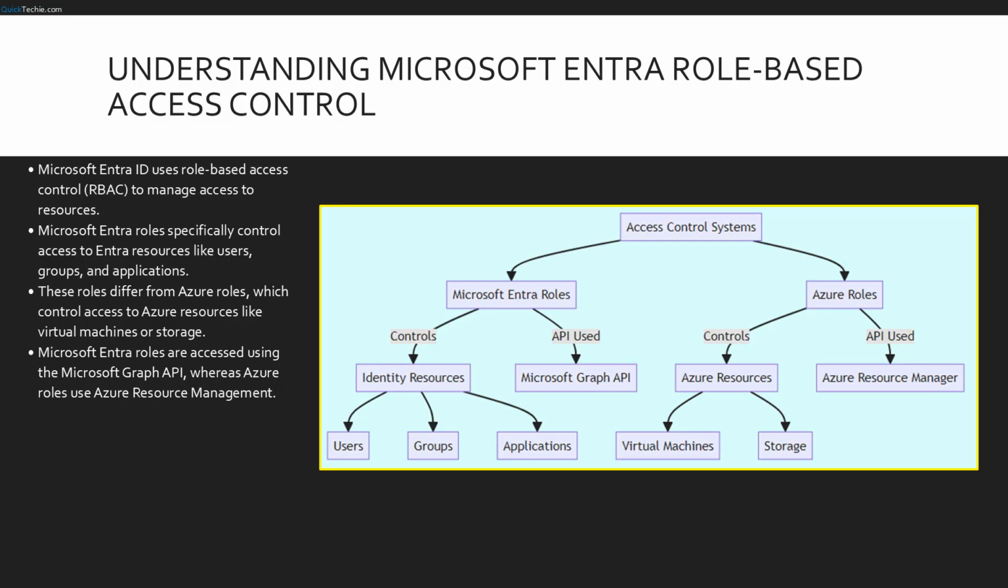To begin, we must define what Microsoft Entra RBAC actually is. It is the system used to manage access specifically for Microsoft Entra resources. It is crucial to distinguish this from Azure RBAC. Microsoft Entra roles control access to identity resources such as users, groups, and applications and interact primarily via the Microsoft Graph API. In contrast, Azure roles manage Azure infrastructure resources like virtual machines and storage accounts using Azure Resource Management.